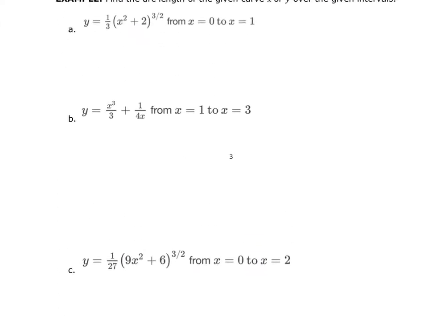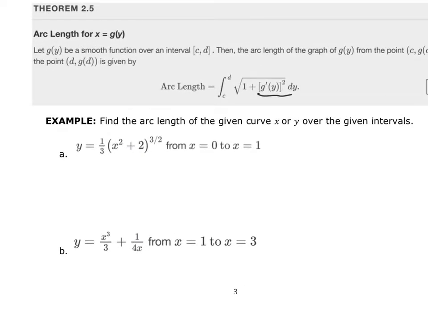So let's go back up here, and the first thing we want to do is find the derivative. Which one of these would you like me to do? Would you like me to do A, or would you like me to do B? Put in the chat window which one you want me to do, A or B.